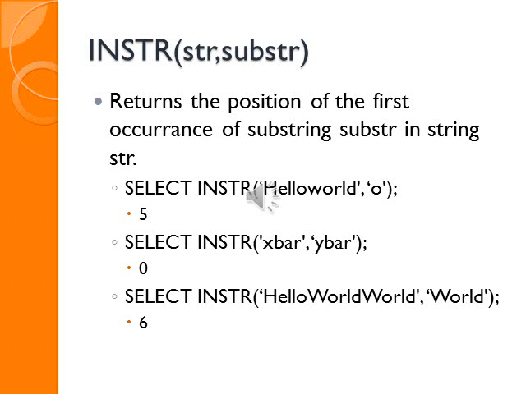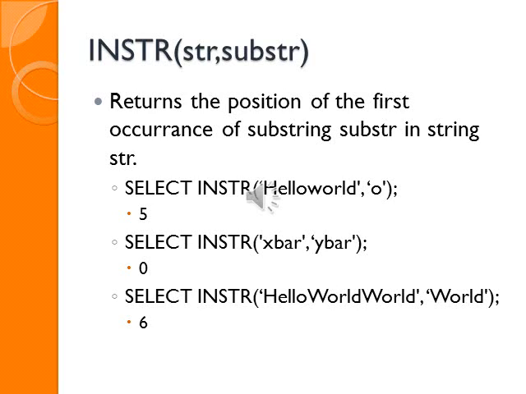Instr function. The instr function syntax is instr, bracket, str, the string, whatever string is there, that is a group of characters, comma, substring. The substring can also be a single character or a group of characters. The instr function returns the position of the first occurrence of the substring, which is given as the second argument, in the string which is given as the first argument.